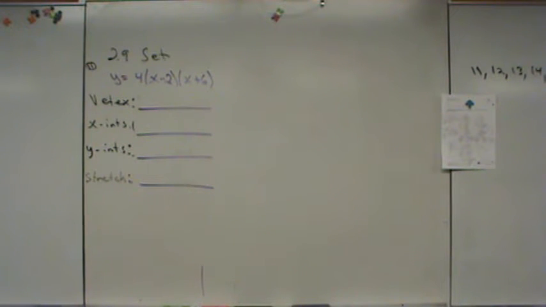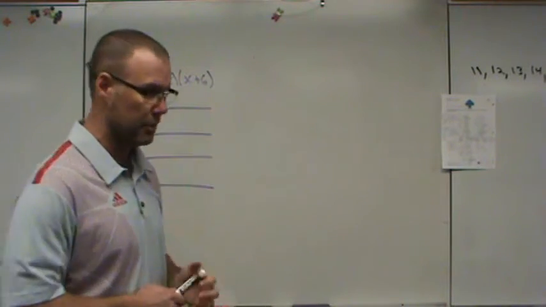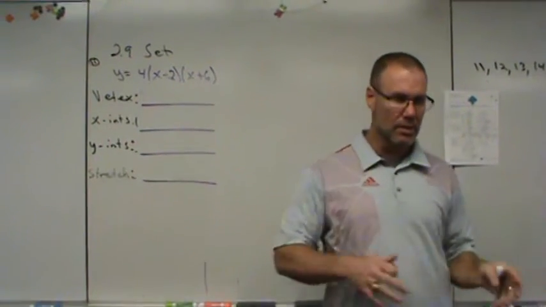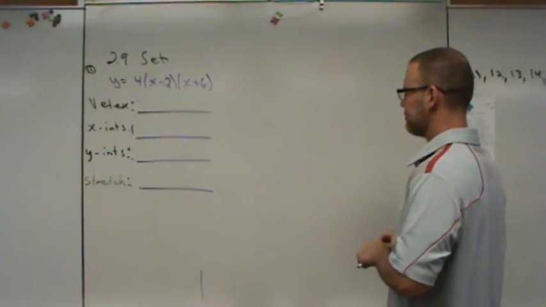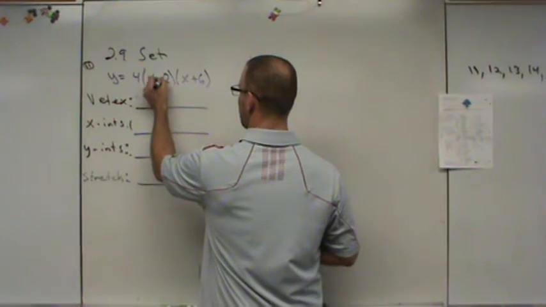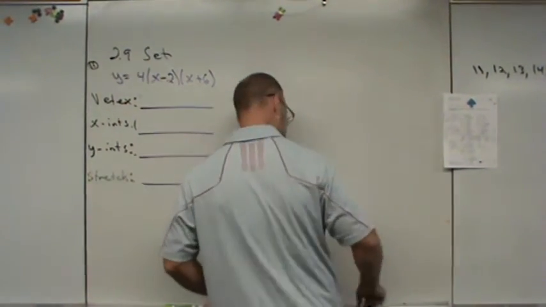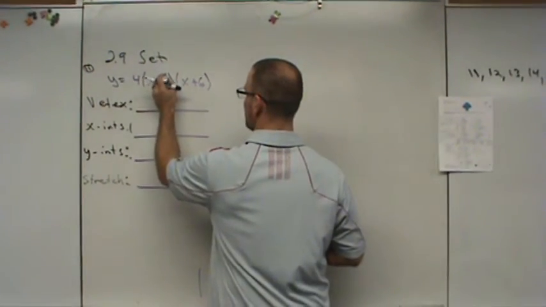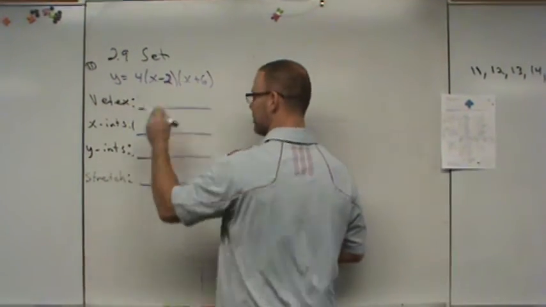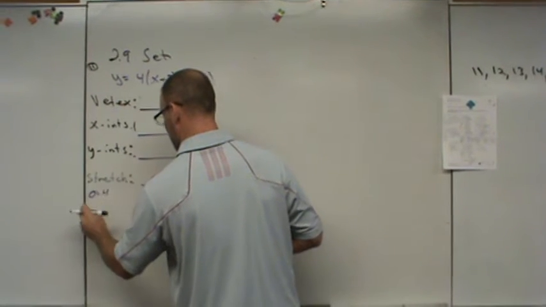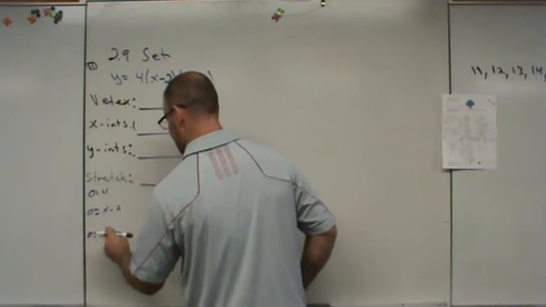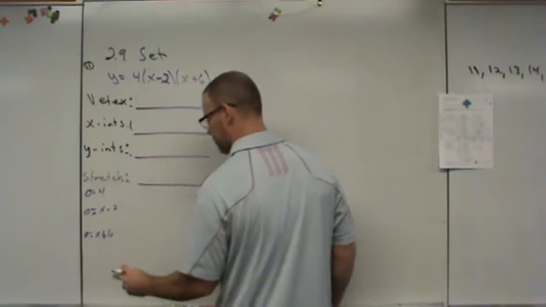All right, so here's a couple of problems just for the 2.9 set, just to help get you started. If you need to go back, I'm going to try to go through this as quickly but as slowly as possible to help you out. The very first thing that we talked about in the set is how to find the x-intercepts. The x-intercepts we find by setting each factor equal to 0. So 0 equals 4, 0 equals x minus 2, and 0 equals x plus 6.